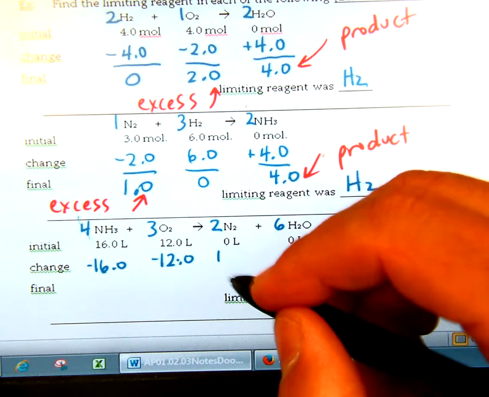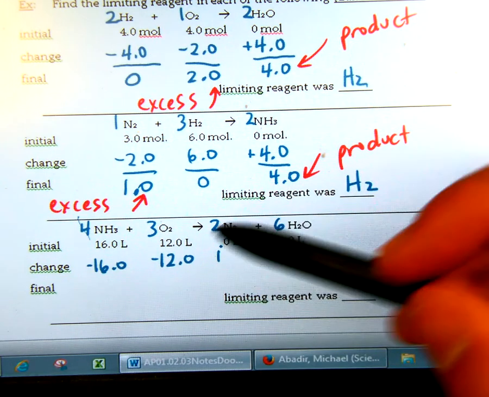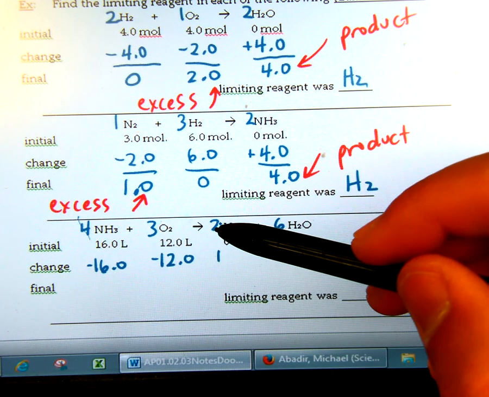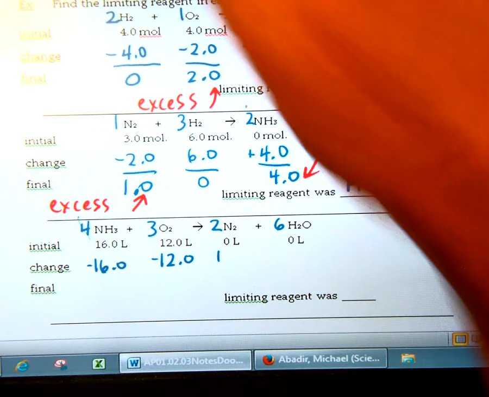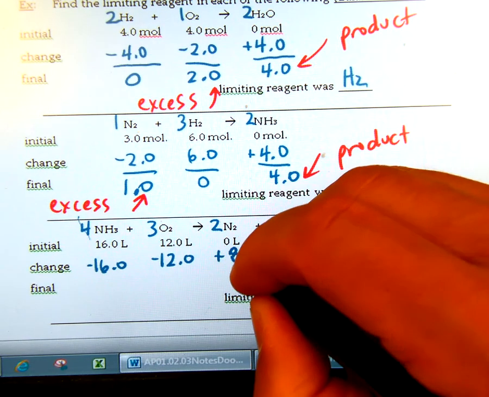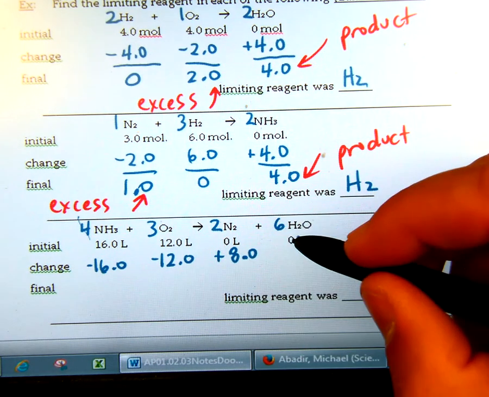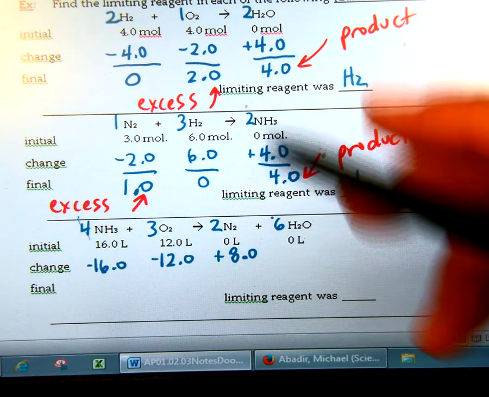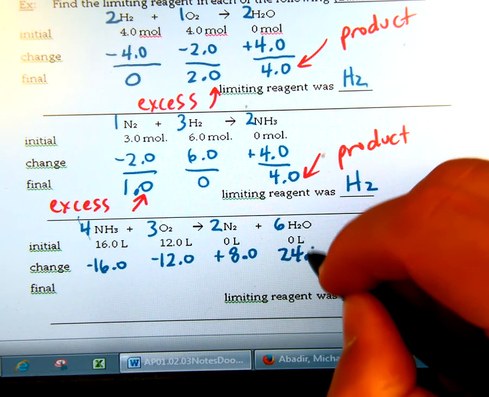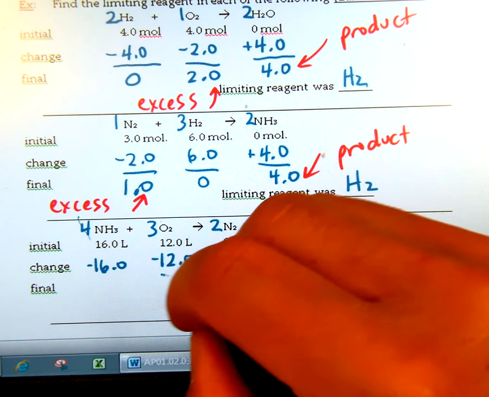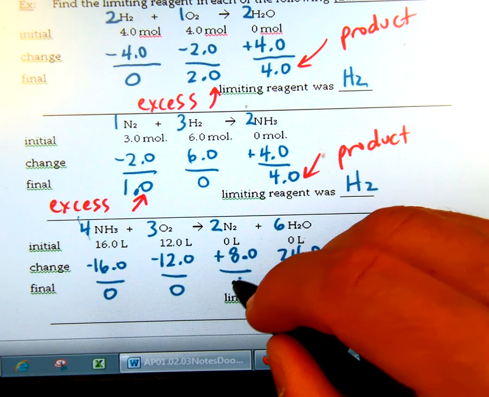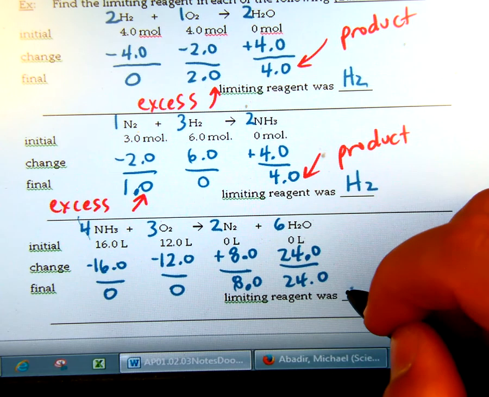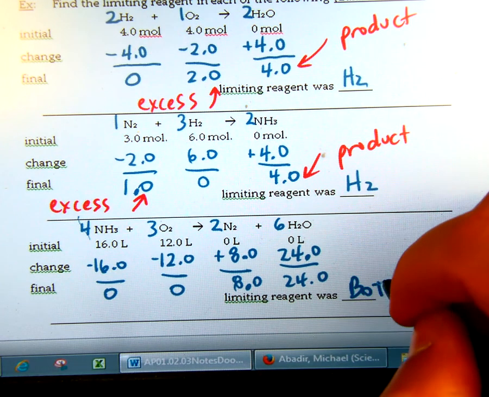And now we're going to use the bridge to figure out the nitrogen. So we could do 12 divided by 3, which is 4, times 2 is 8. So we're going to have 8 of this, and then we're going to make this one. We could bridge from the 12 again. 12 divided by 3 is 4, times 6 is 24. When you're all done, these both ran out. This was an 8, and this was a 4, and the limiting reagent was both.